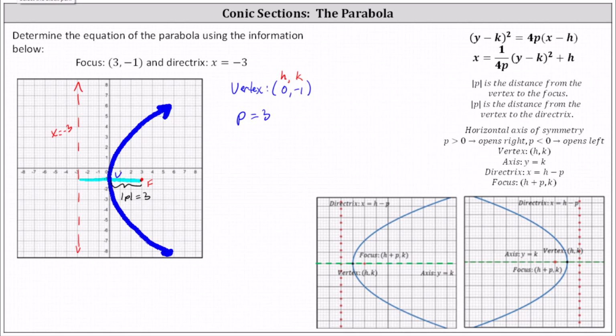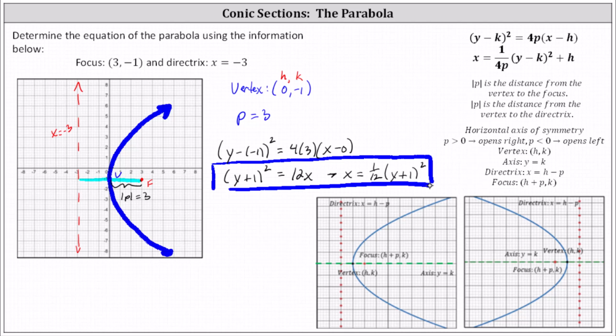This indicates the equation of the parabola is the square of (y minus k), which is the square of (y minus -1), equals 4 times p, or 4 times 3 in our case, times the quantity (x minus h), which is x minus 0. Simplifying, we have the square of (y plus 1) equals 12x. If we wanted to, we could solve for x by multiplying both sides by 1/12, which would give us x equals 1/12 times the square of (y plus 1).